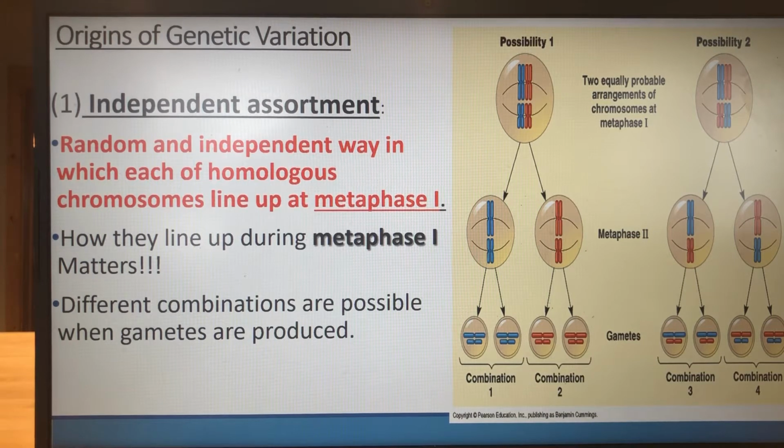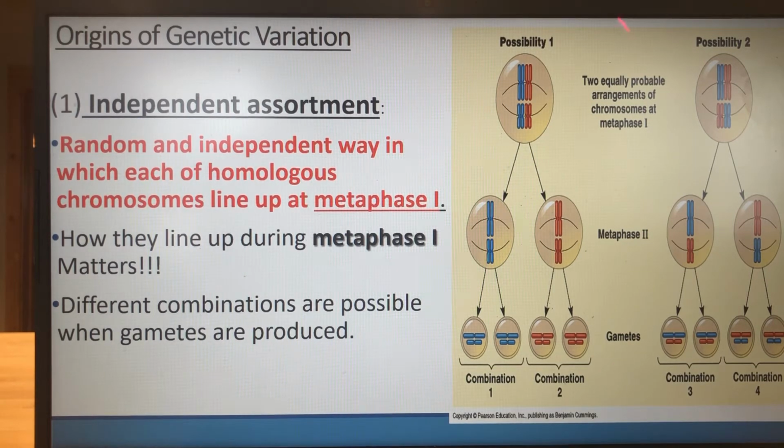Independent assortment. That is the random and independent way in which all of the homologous chromosomes line up at metaphase 1. So here are the chromosomes. I'm going to show you this in the manipulative exercise, but they could line up where, let's say, red is mom. All of mom's chromosomes are on one side, all of dad's are on one side, and they could split so that you have something like this going on. Or mom's could be to the right and dad's lined up this way. It's random and it's independent, okay?